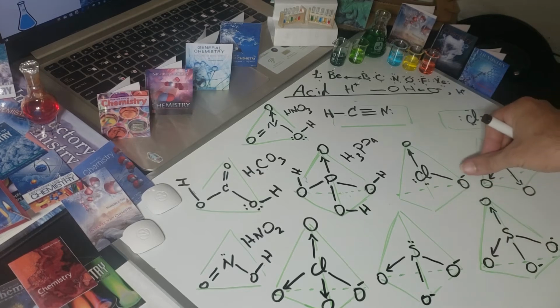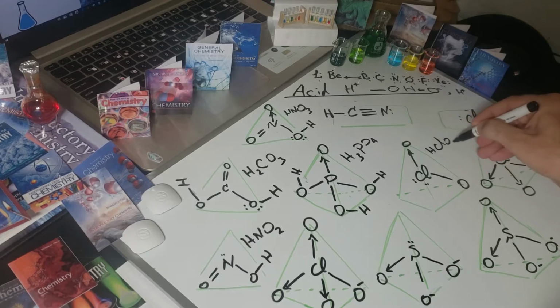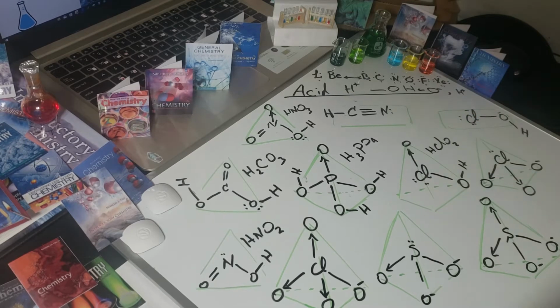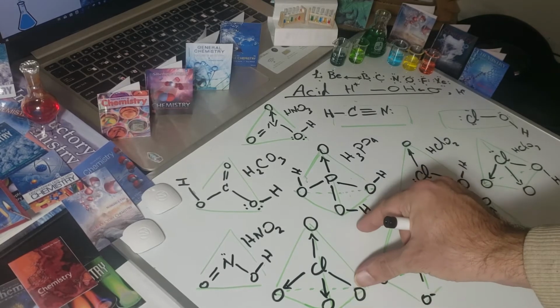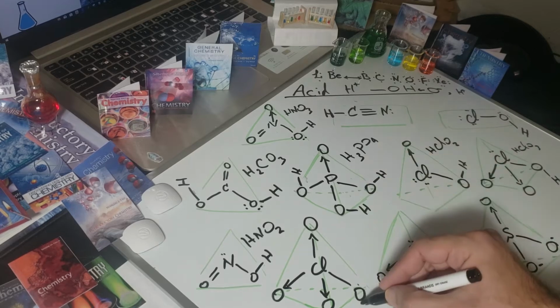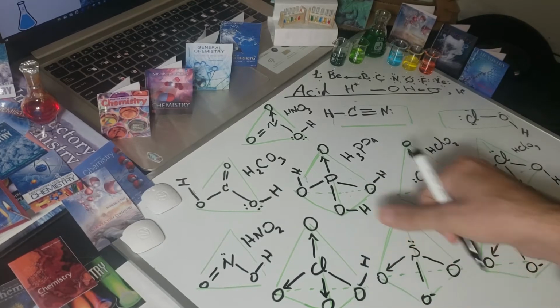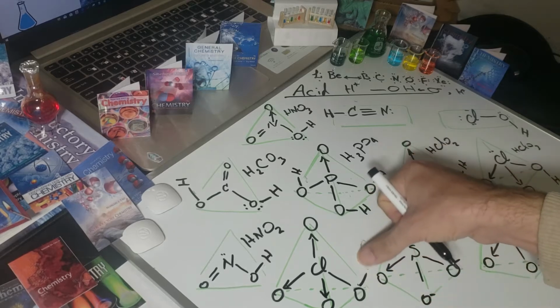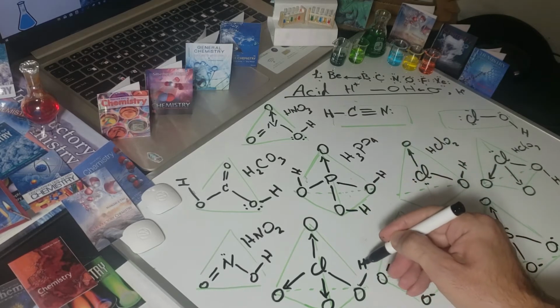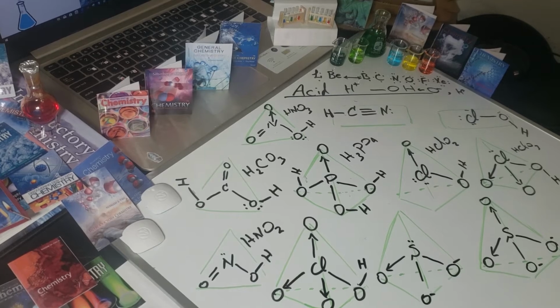The chlorite, ClO2-, and HClO2 is chlorous acid. Chlorate, the ClO3-, and HClO3 is going to be called chloric acid with adding an H, and the perchlorate becomes perchloric acid if you add a hydrogen. Let me just make this a little bit more clear here. Hydrogen.